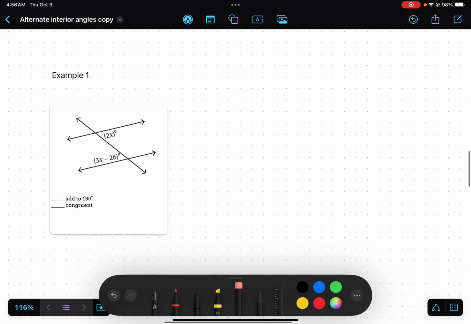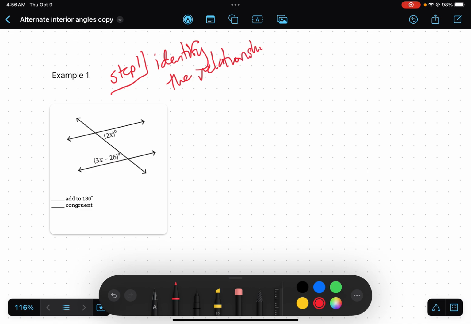So example 1, what angle relationship do I have here? Step 1 is going to be to identify the angle relationship. So when I look right here, I see that these are alternate interior angles.